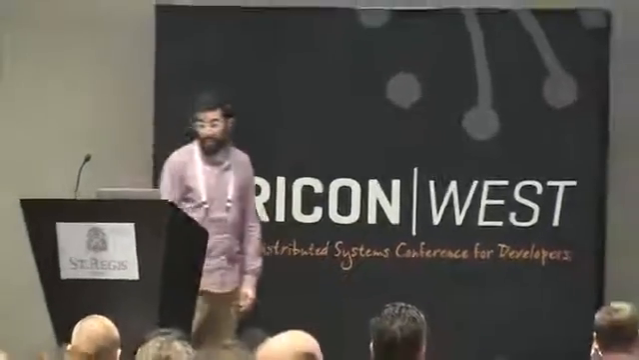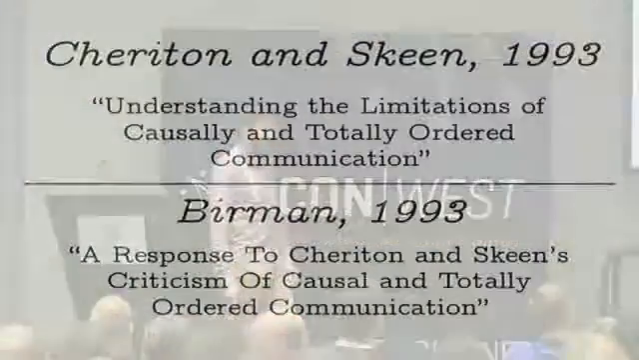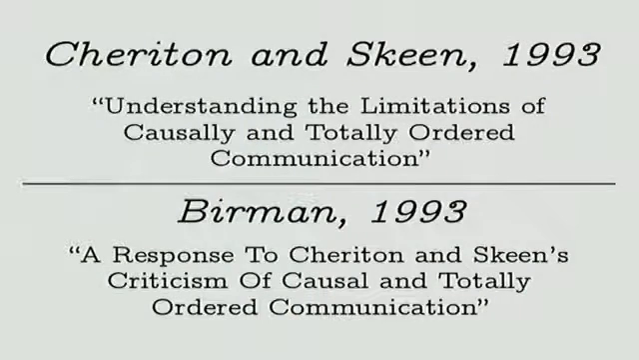One famous exchange that he had with respect to the market and its impact on research is these two papers. Cheriton and Skeen in 1993 published Understanding the Limitations of Causally and Totally Ordered Communication, wherein they basically lambasted this concept of networked ordered communication, not mentioning Berman or anyone else's work, although his work was quite involved.